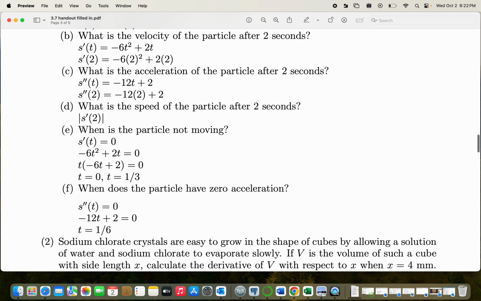Okay, when is the particle not moving? Not moving means the velocity is 0. So in English, velocity is 0. So you set that equal to 0, you can factor out a time, you get those 2 times. So initially, the particle is motionless, and then a third of a second later, the particle is motionless. And then when does it have 0 acceleration? Take the acceleration function, set it equal to 0, you get time 1/6.